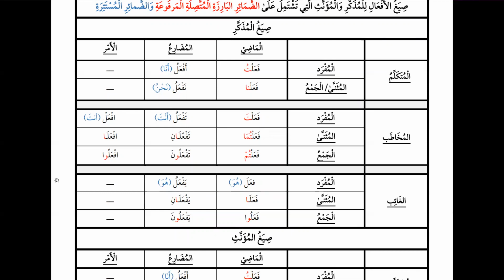Can you just point out from this table what is the form of daraba? What will be the place of daraba in this table? فعل. Which one am I? فعل. أحسنت. Third person غائب, singular مفرد, مذكر, and ماضي. This is what I'm using.